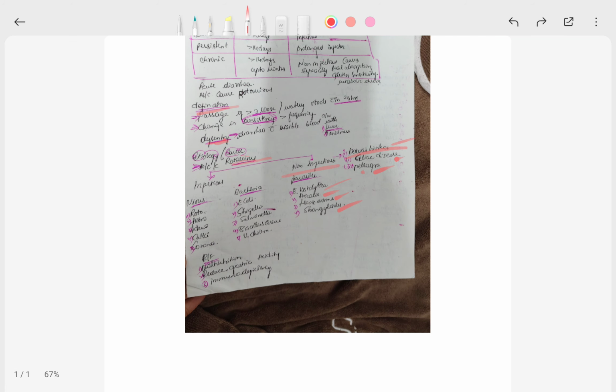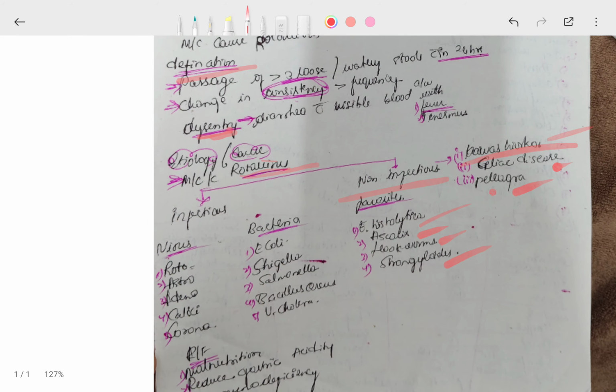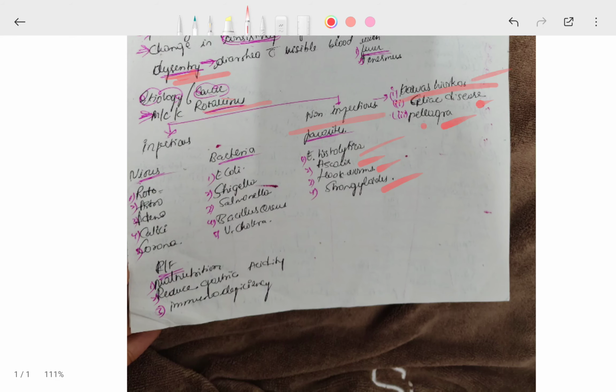In this page we have discussed the types of diarrhea: acute, persistent and chronic, based on duration, and infectious or non-infectious. The definition of diarrhea and dysentery. Etiology, which may be infectious or non-infectious, with infectious causes being virus, parasite and bacteria, and the risk factors.